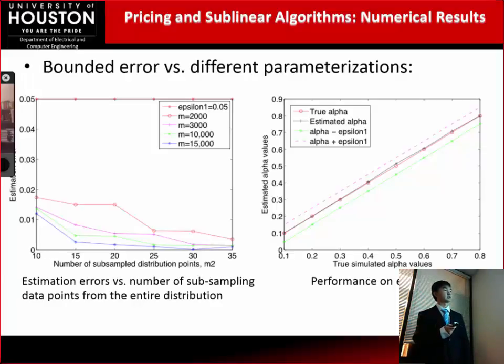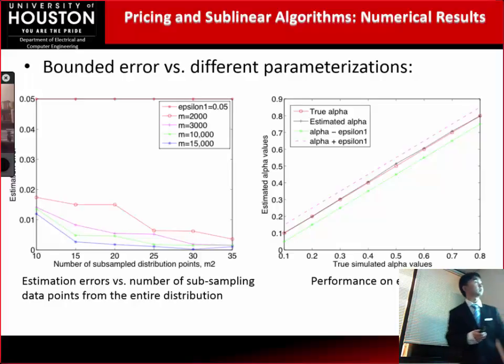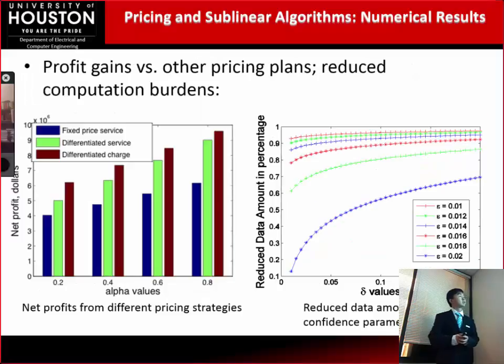The second validation we made is to investigate the performance on the sting alpha. We vary the alpha to generate the phantom data size, and we perform the estimation. As we can see, these two lines, the purple line and the green line, are the error bounds, and our estimation is bounded within this error bound.